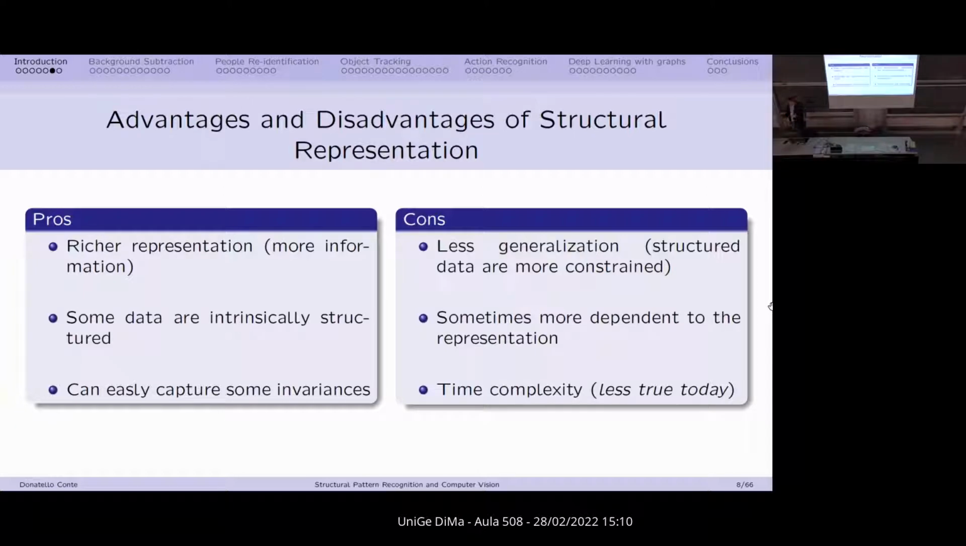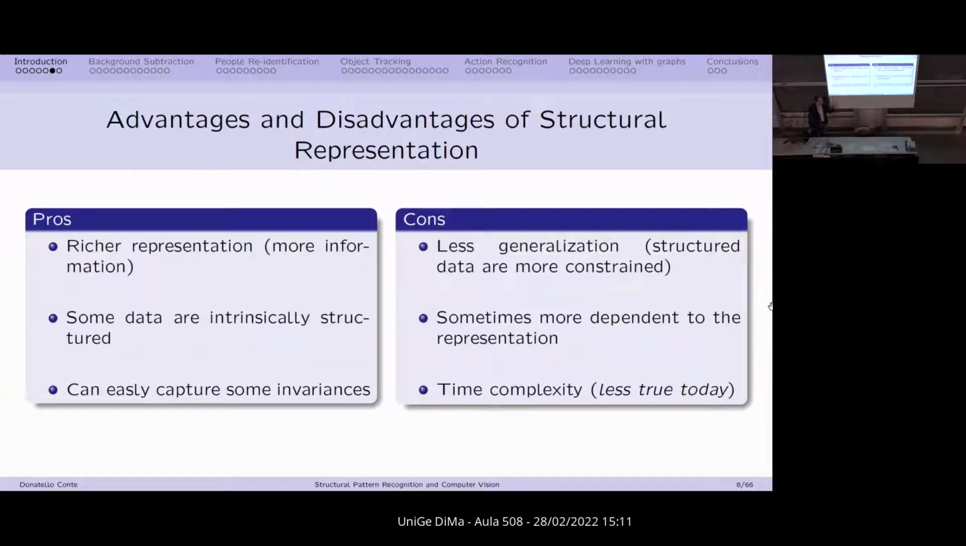So for example, if you consider a graph as a representation of a skeleton of a person, this is invariant to rotation because the same graph can represent it in a different rotation. But this invariance can also be a problem sometimes. But in any case, we could exploit this property as an effective manner to have some invariance in data.